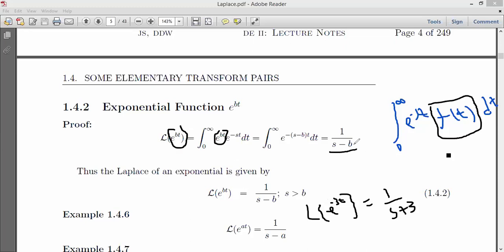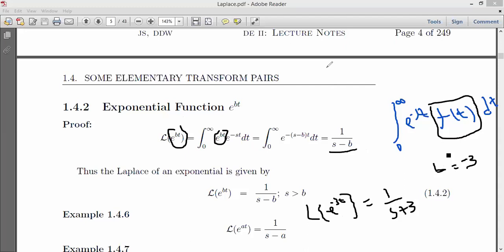Remember, since this is minus 3t, the original function was positive here. So if it is positive, this was minus b, since now my b is minus 3. If I substitute it here, it becomes a plus 3. So the Laplace of this function is 1 over s plus 3. There is nothing big in that, okay?